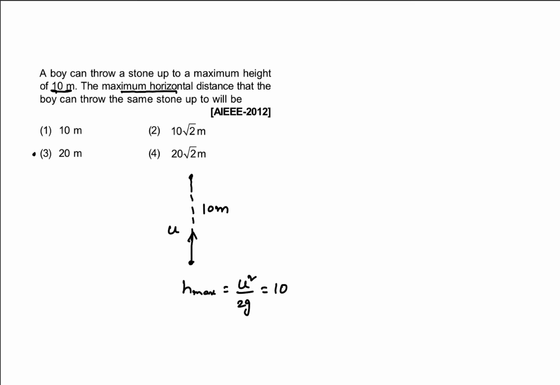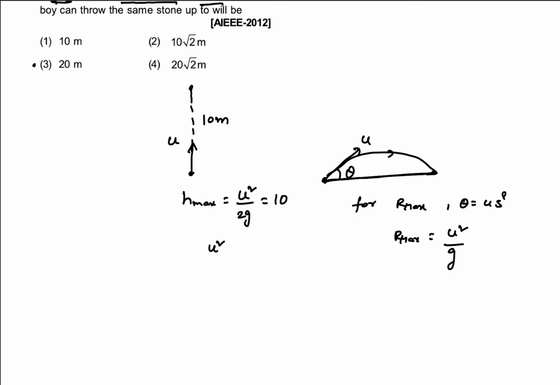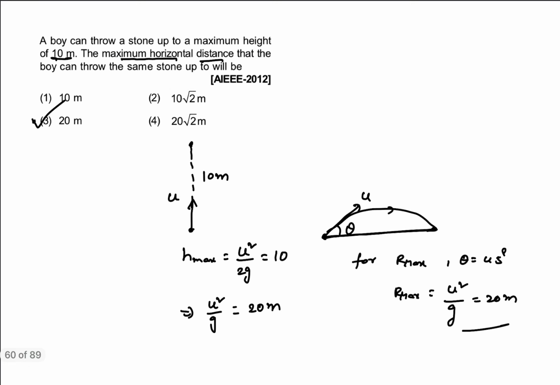Now, what is the maximum horizontal distance that the boy can throw the same stone? If we throw this ball at a certain angle theta, what maximum range can he throw? To get the maximum range, theta should be 45 degrees. So the maximum R is u square divided by g. Substituting u square by g from the above relation, you can write it as 20 meters. So here also you will get 20 meters. The third option is the correct option.